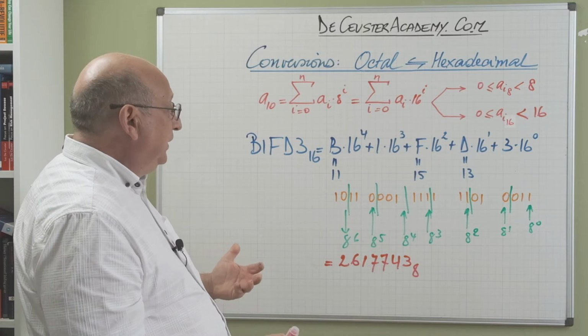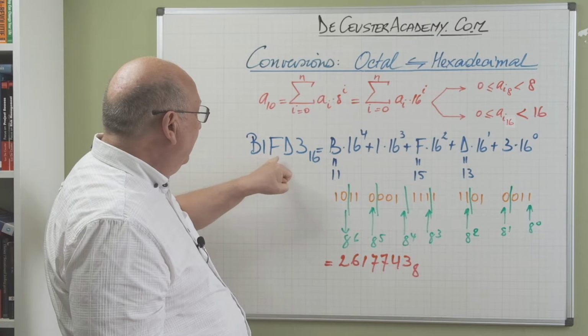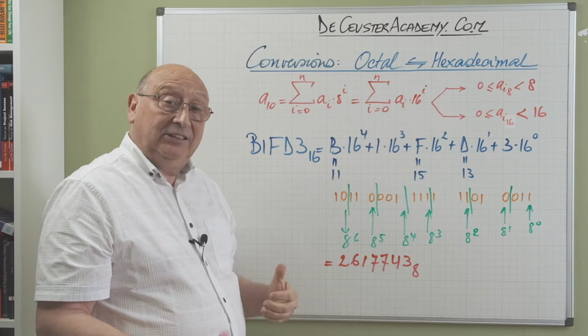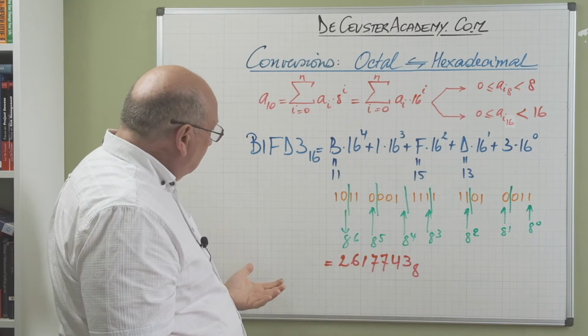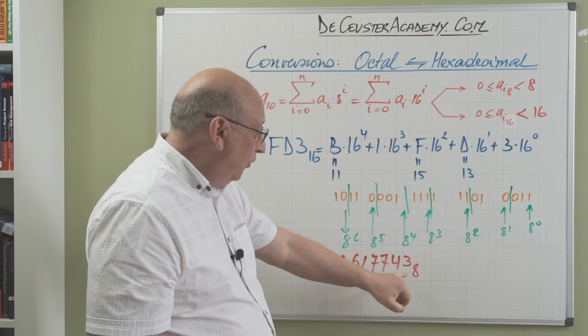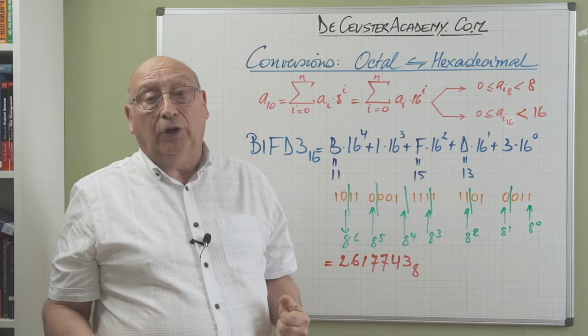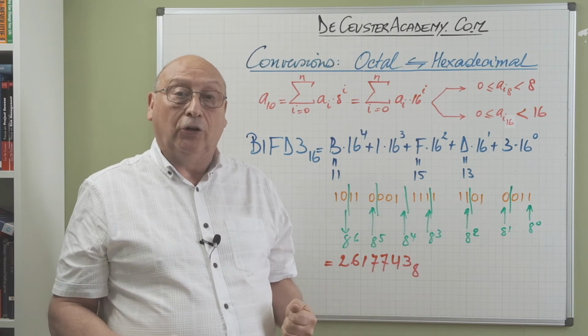So basically what we did, we converted the hexadecimal number B1FD3 into its octal equivalent, which is 2617743, index 8, of course, to be sure that we all understand that it is an octal number.